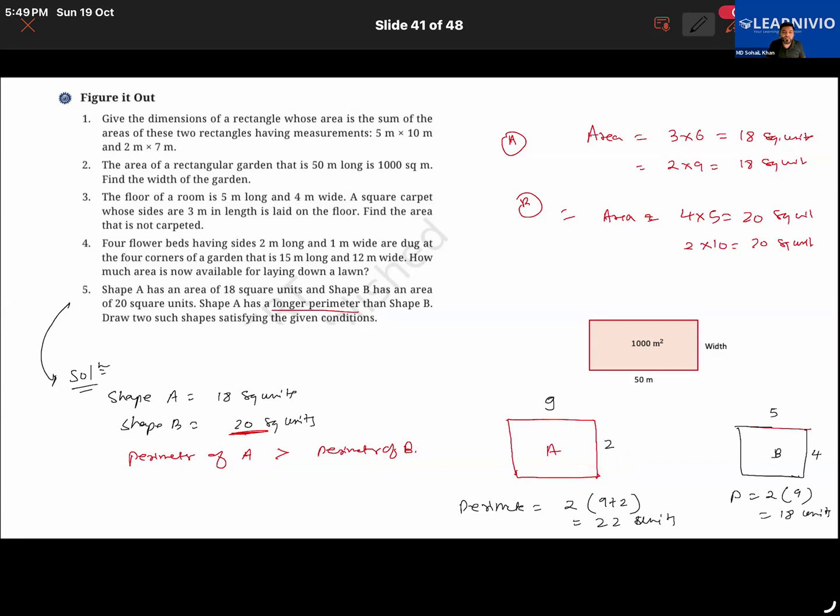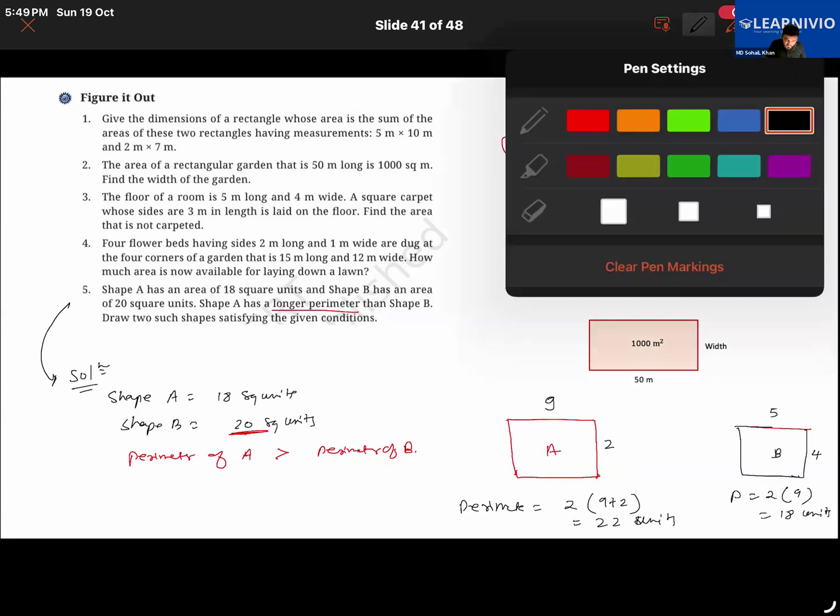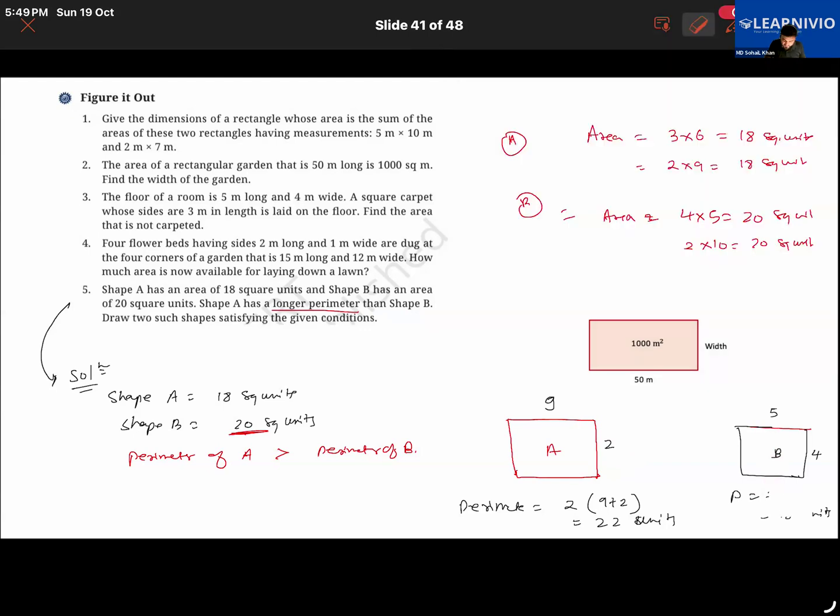Tell me, how can 9 into 2 be equal to 20? See, the formula here, I have written it directly here. It is 2 times length plus breadth. Length here is 5, breadth is 4.